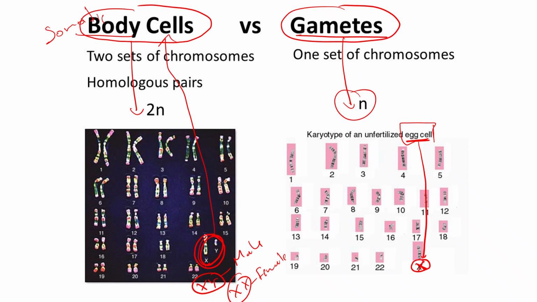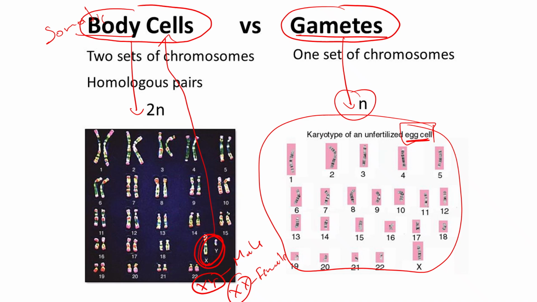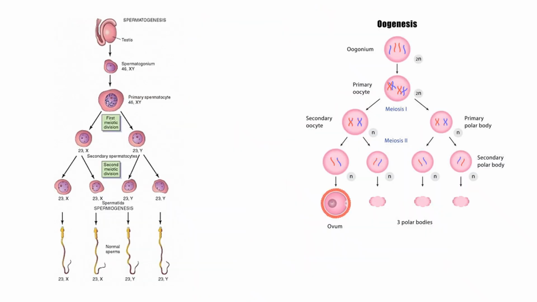In a male, it could be an X or it could be a Y, as we learned before. But you can see here the difference. Here we have 23, but they're not in pairs. Here we have 23, but they're in pairs, so that means 46 in total. And this is just to illustrate once again what we just covered, the phases of meiosis, meiosis 1, meiosis 2.